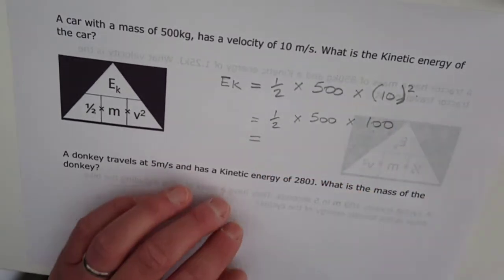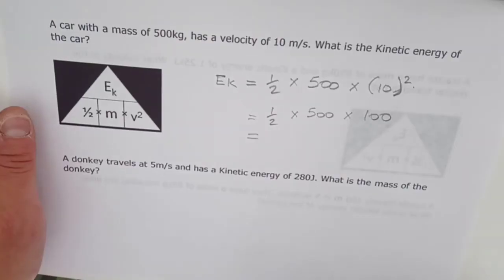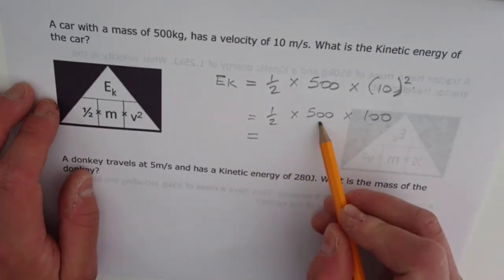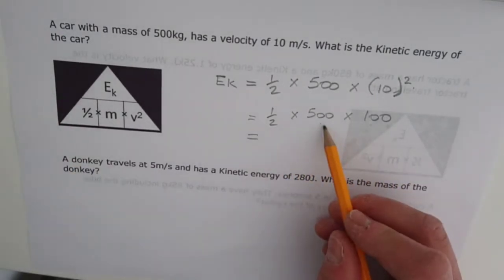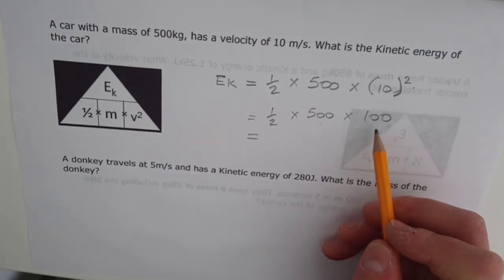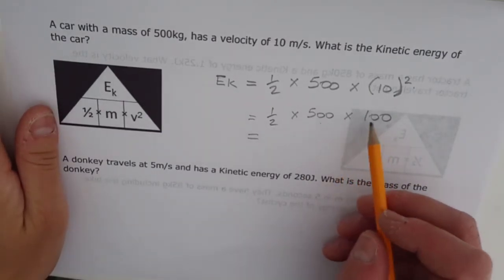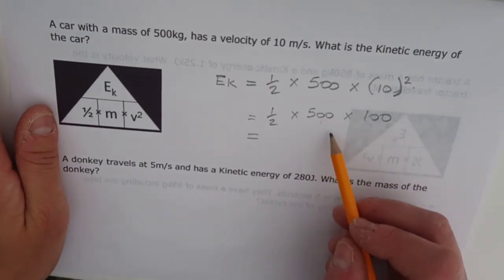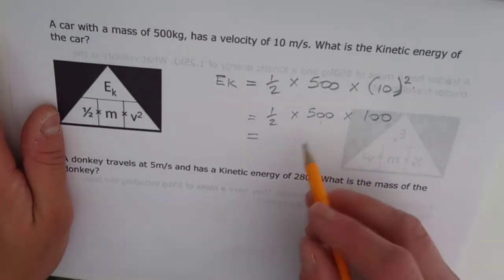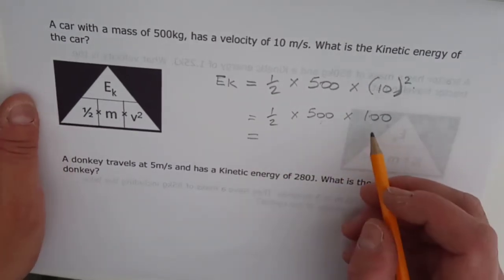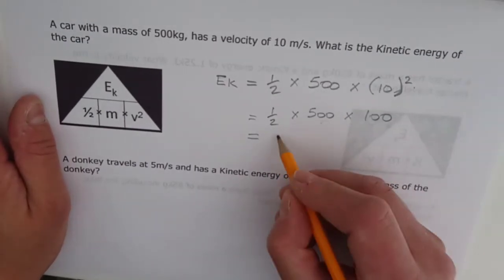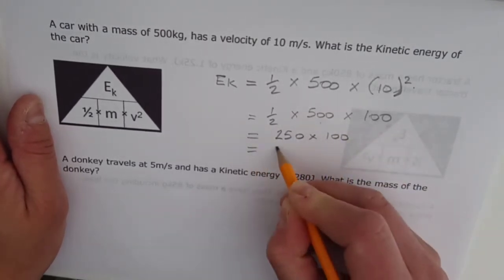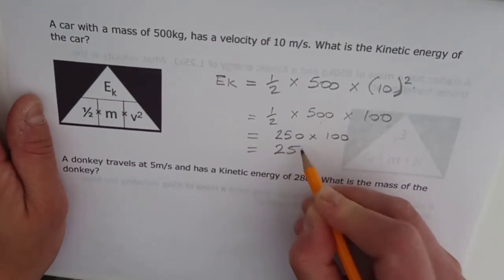So that's what we're looking at so far. So now we're going to work out the rest of it. So a way to do this is you can say a half times 500 times 100. So a half times 500 is 250 times 100 is going to give you 25,000. Or you can multiply these two out first. So 500 times 100 is 50,000 times a half is 25,000. So whatever way you work it, it's still coming out to be the right answer. So in this case, we'll do 250 times 100 equals 25,000 joules, or 25 kilojoules.